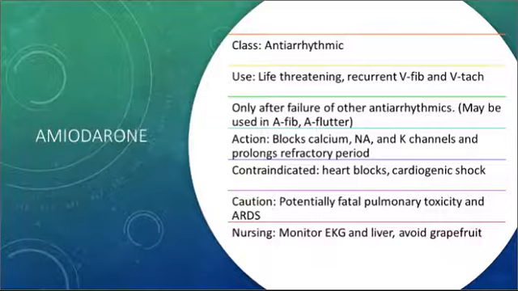Amiodarone. It is an antiarrhythmic used in life-threatening VFib and VTAC. VFib and VTAC are both life-threatening. You can use amiodarone only after anything else fails, because there are a lot of problems with amiodarone. Potentially fatal pulmonary toxicity in ARDS. Because of this, it is not used as frequently, only if everything else fails.